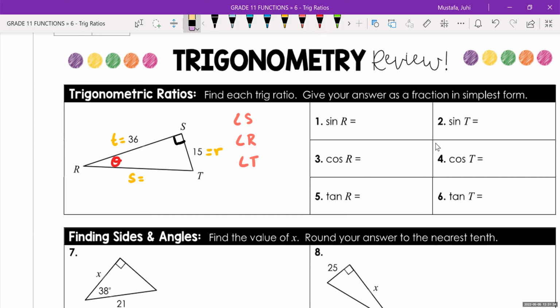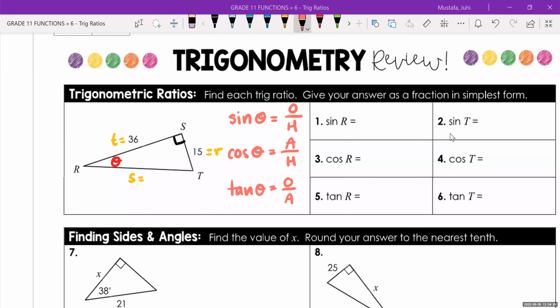Okay. So that was basically just naming a triangle. And then in grade 10, we learned that every angle has a side length relationship associated with it. And you were asked to memorize these. They are sine of an angle is equal to the opposite side length divided by the hypotenuse. Cosine of an angle, the formula for that is the adjacent side length divided by the hypotenuse. And the tangent of an angle is equal to the opposite side length divided by the adjacent side length.